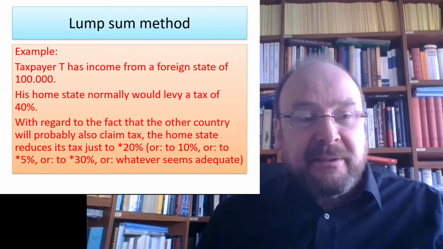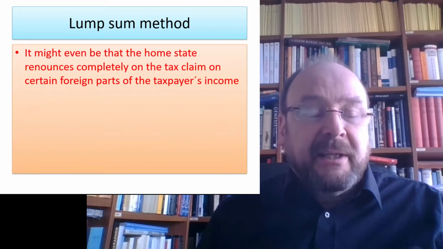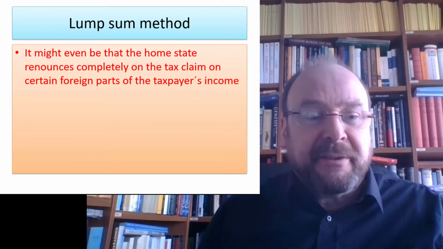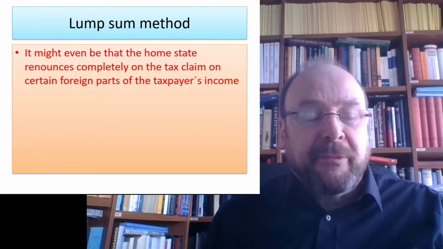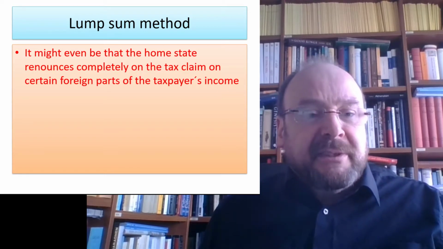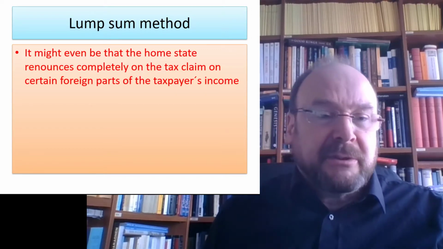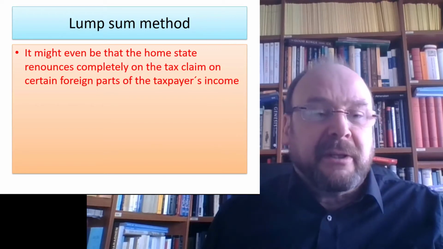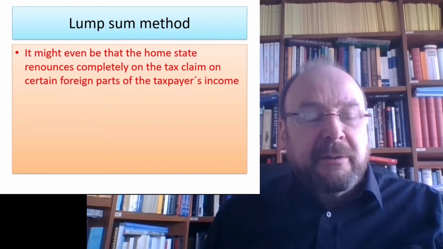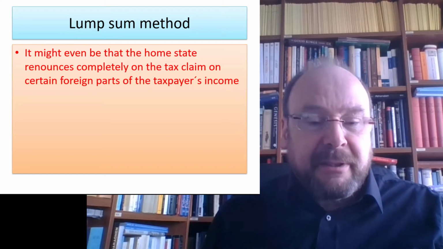So you just grant a relief, you grant a discount on the regular tax. It might even be that the state says, well, in that particular case, I renounce completely on the tax claim for that foreign income or that part of foreign income because there are some reasonable motives for me to do so. For example, to make my economy stronger or to support a certain project which I regard as prestigious or favorable for state and economy. I do not know which motives there might be, but you see many outcomes are possible here.